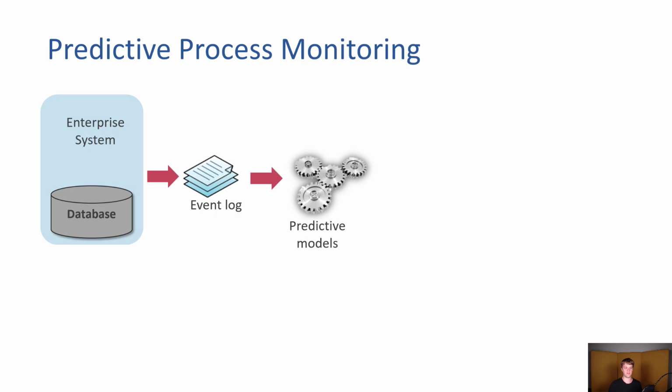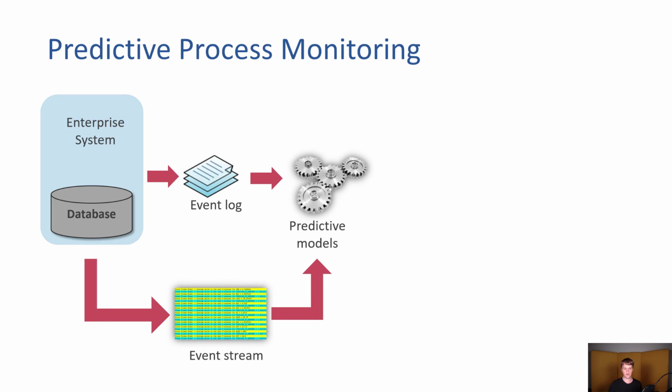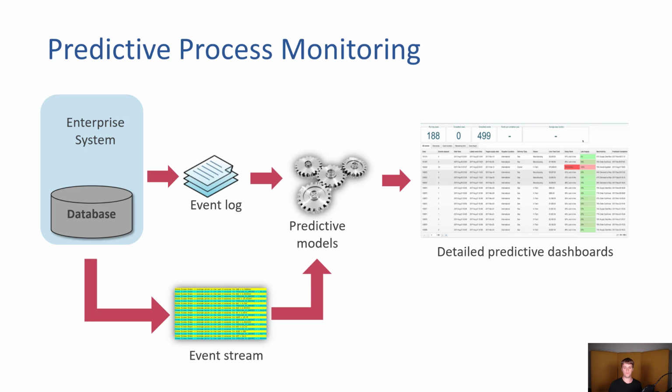And the way we do predictive process monitoring is actually quite straightforward. We have our enterprise system with a database. From there, we are going to extract an event log as before. However, now we are going to use this event log to train a predictive model that can usually be based on AI techniques. Then we are going to use this model and feed into it an event stream of ongoing events. And based on that, we are going to build a detailed predictive dashboard that is going to give us information on all the ongoing cases and how likely they are going to, for example, end up in an undesirable state.